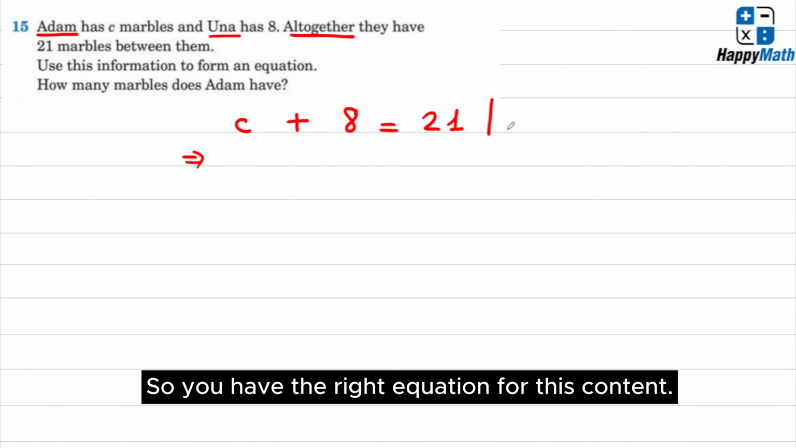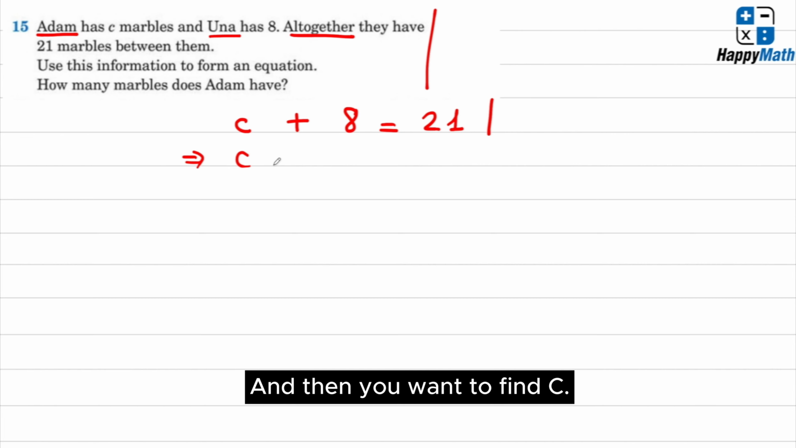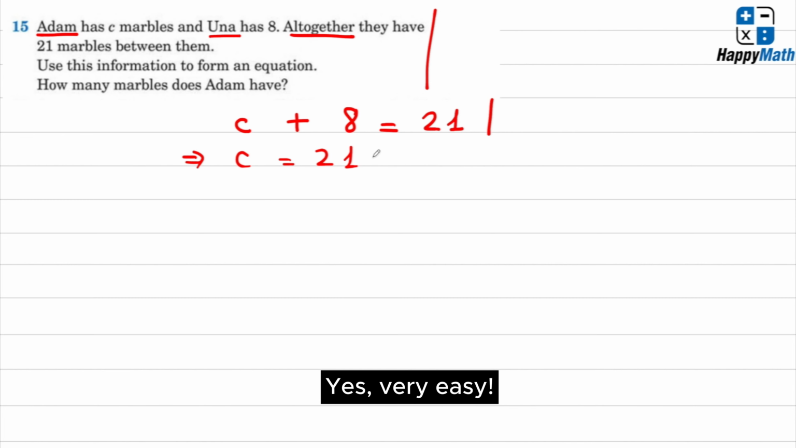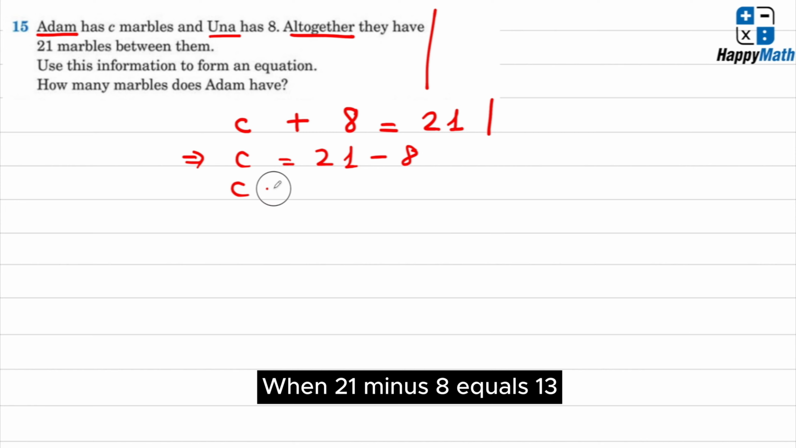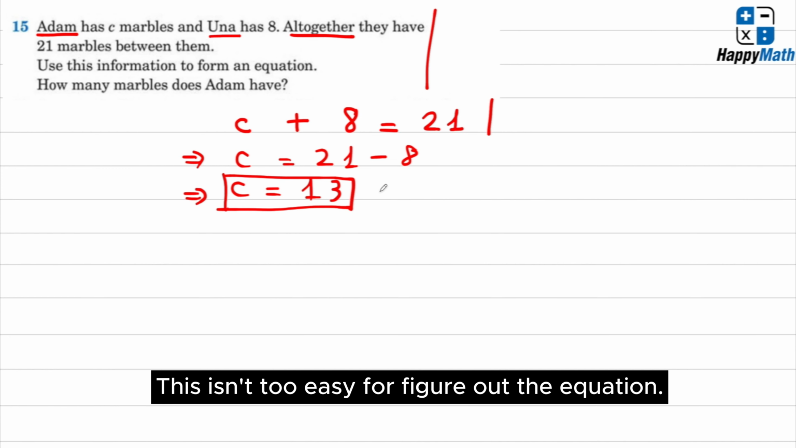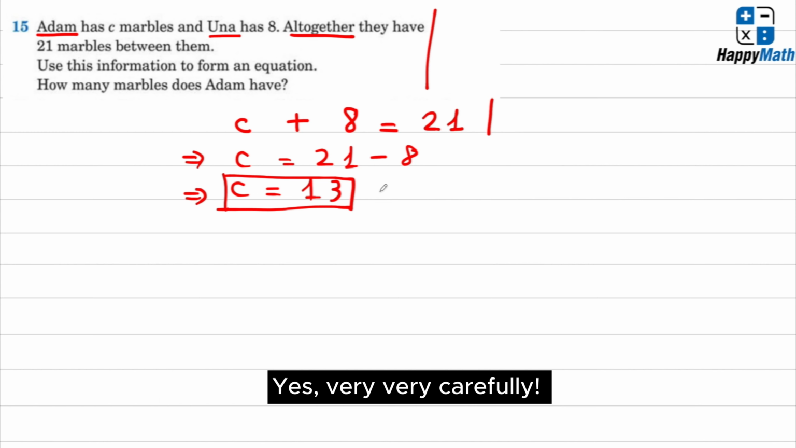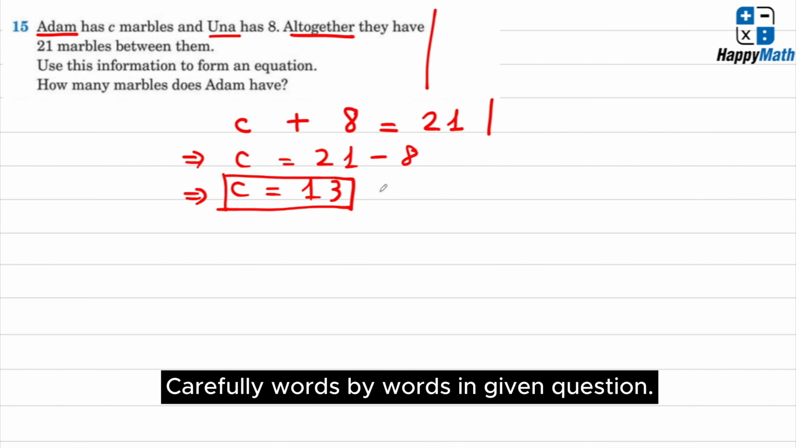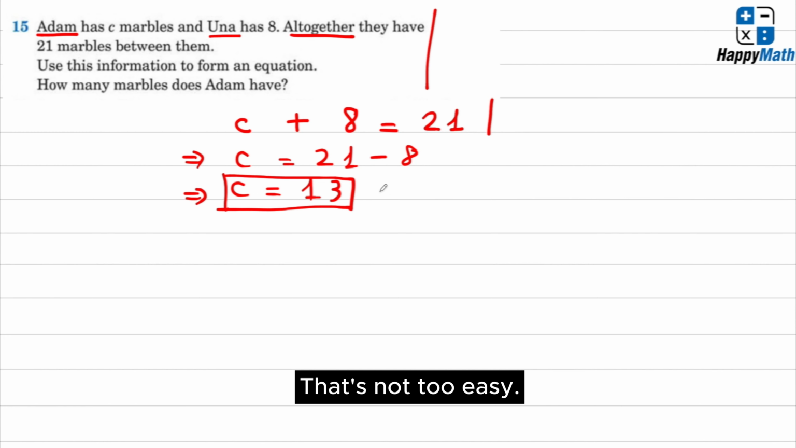So you have the right equation for this content, and then you want to find C. Very easy: 21 minus 8 equals 13, and C equals 13 is my final answer. But you can see that it is not easy to figure out the equation. You have to read very carefully, word by word, in the given question. That's not too easy. Okay, question 15, we finished.